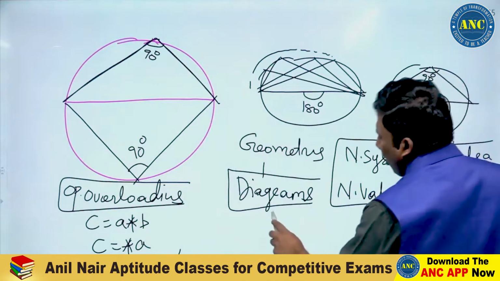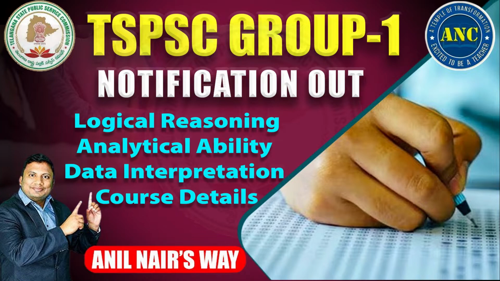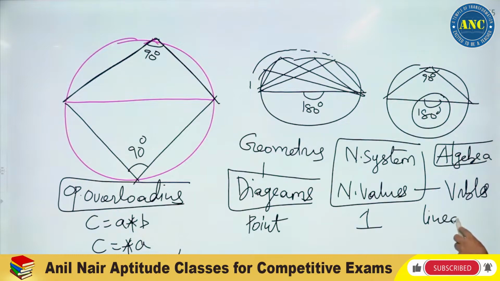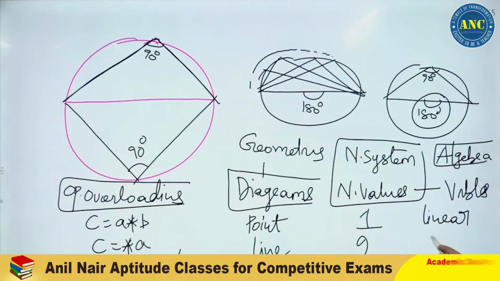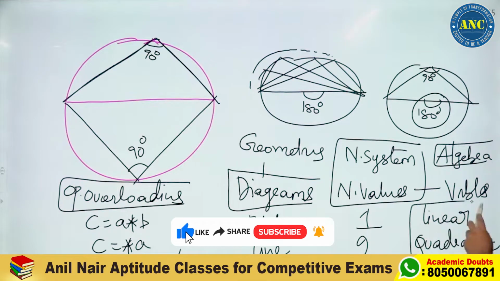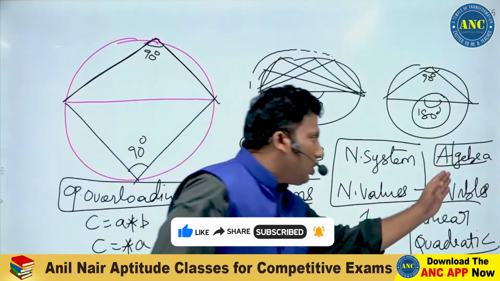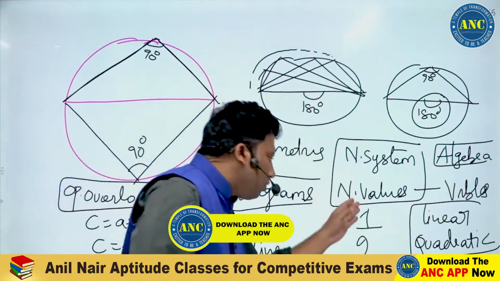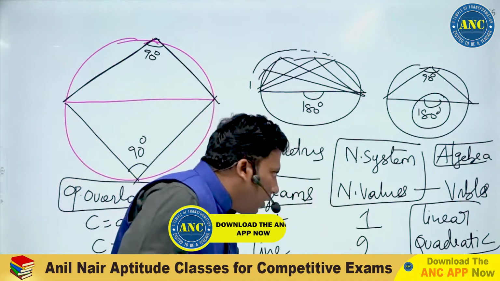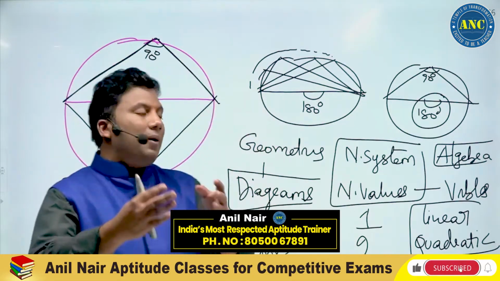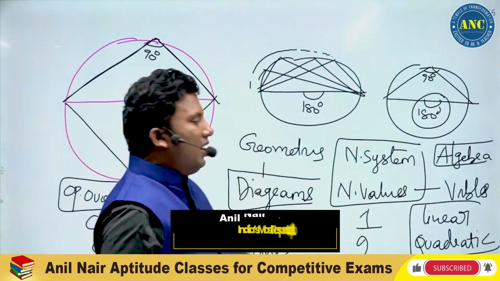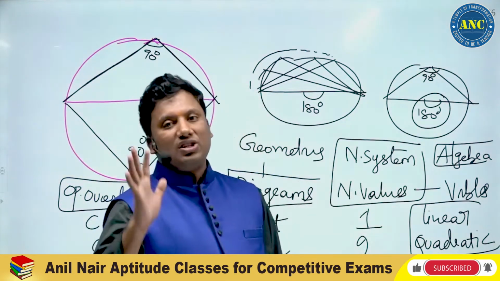Similarly here, if I call 1 in number system, in geometry I will call it a point, in algebra a linear expression. 2 in number system is a line in geometry, and in algebra an expression with degree 2, which is quadratic. 3 in number system is a triangle in geometry, a cubic equation in algebra, and so on. Countable infinite in number system is called a circle in geometry. It is called an identity equation in algebra.